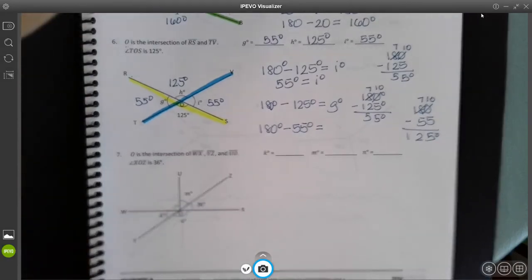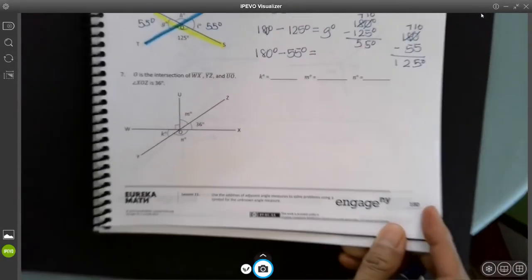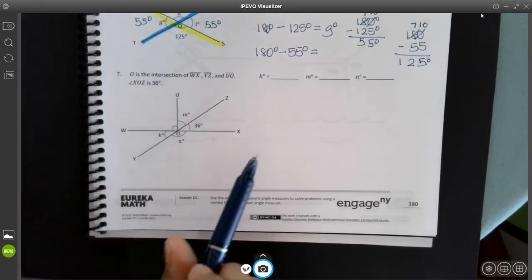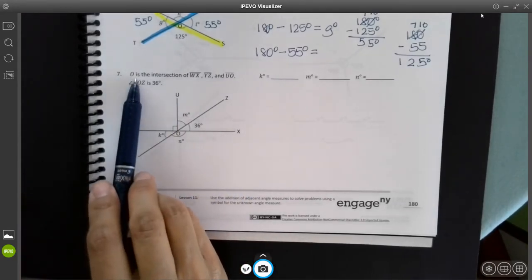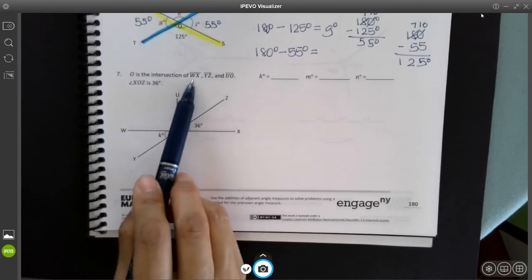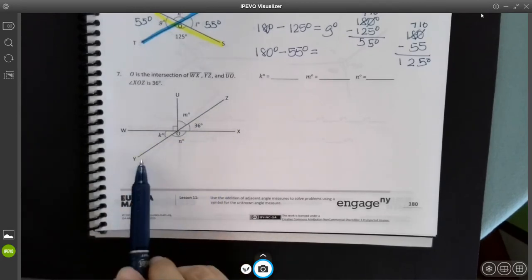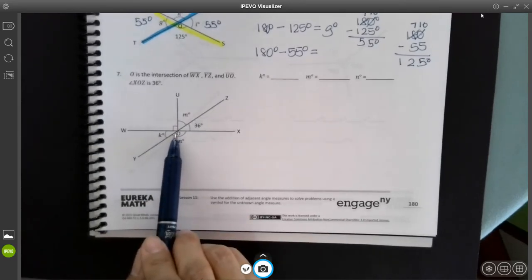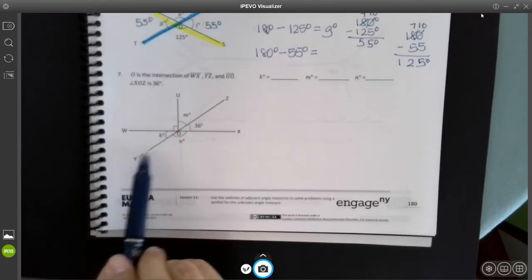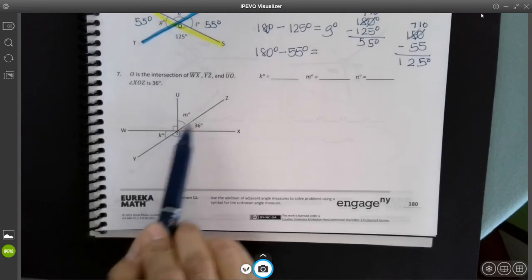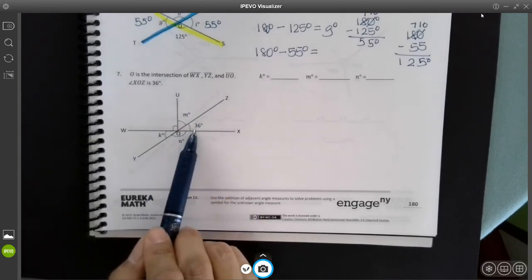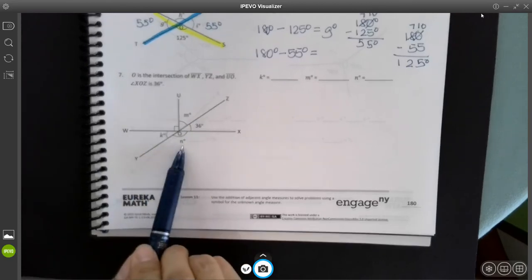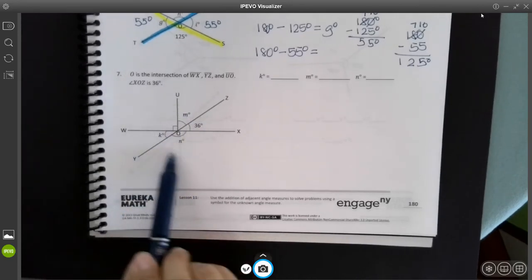All right. One last one. We have not done one like this. This is not something we did in the slideshow. So let's read this carefully. O is the intersection of WX, YZ, and UO. Angle XOZ is 36.